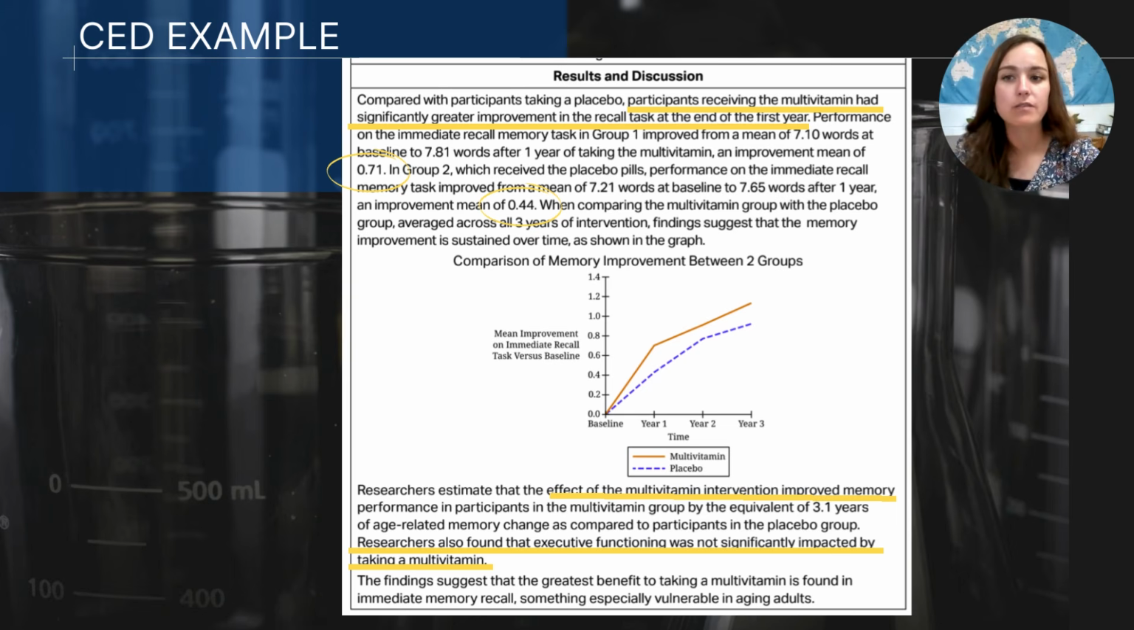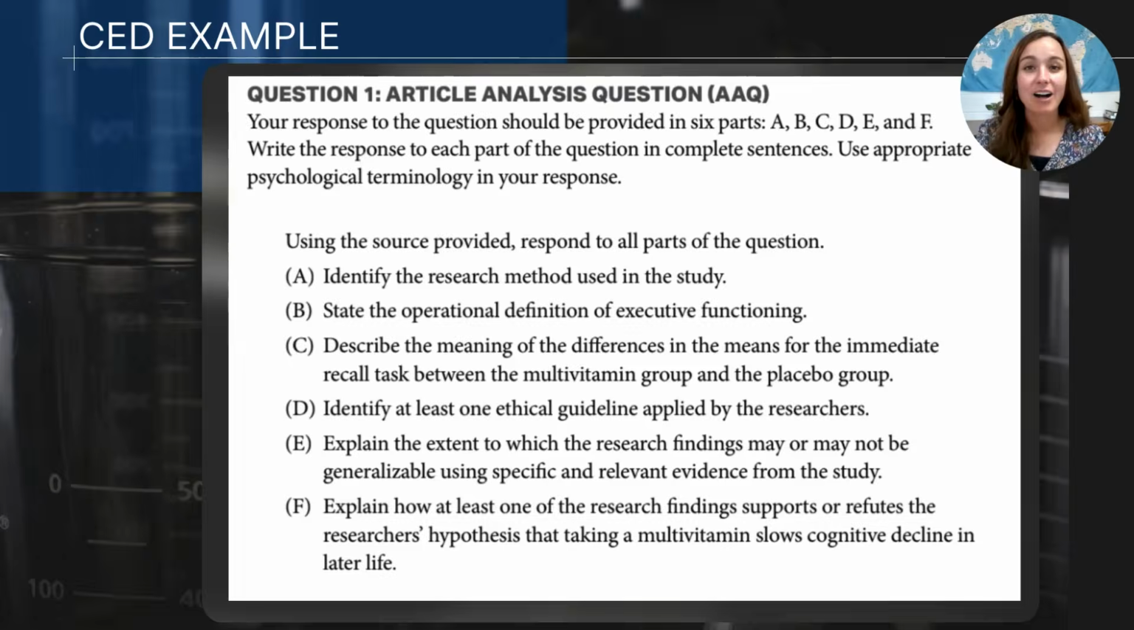So it seems like the multivitamin did affect one of the variables of cognitive decline, or one of the factors we were looking at. It did seem to have an improvement on episodic memory, but not so much on executive functioning. All right, so the last sentence is usually important for understanding an overall conclusion, and it says, the findings suggest that the greatest benefit to taking a multivitamin is found in immediate memory recall, something especially vulnerable in aging adults.